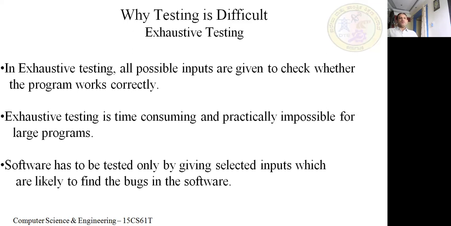Software has to be tested only by giving some selected inputs which are likely to find the bugs in the software. So what should we do? The software should be tested where there are more chances of getting an error. Such values you should enter. Software has to be tested only by giving selected inputs which are likely to find the bugs in it.